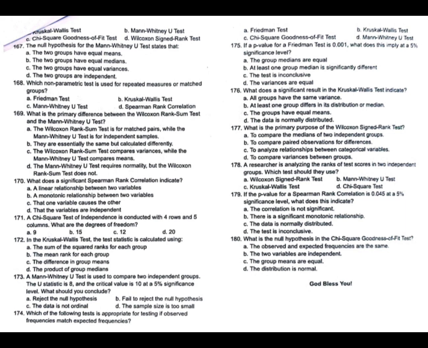179. If the p-value of a Spearman rank correlation is 0.45 at a 5% significance level, what does this indicate? It indicates that there is a significant monotonic relationship. Letter B. And lastly, 180. What is the null hypothesis in the chi-squared goodness of fit test? So the expected frequencies are the same. So the answer is letter B.